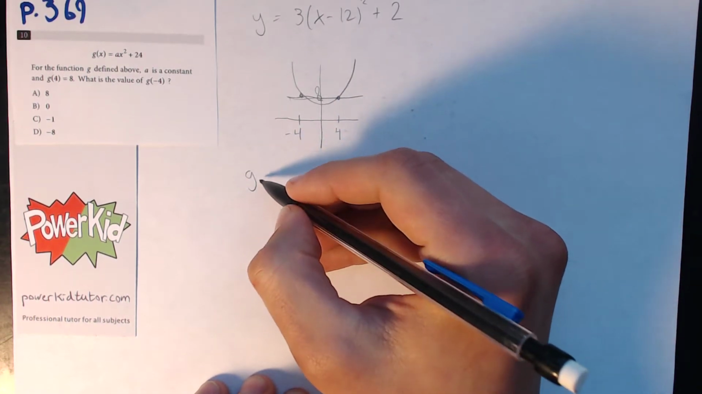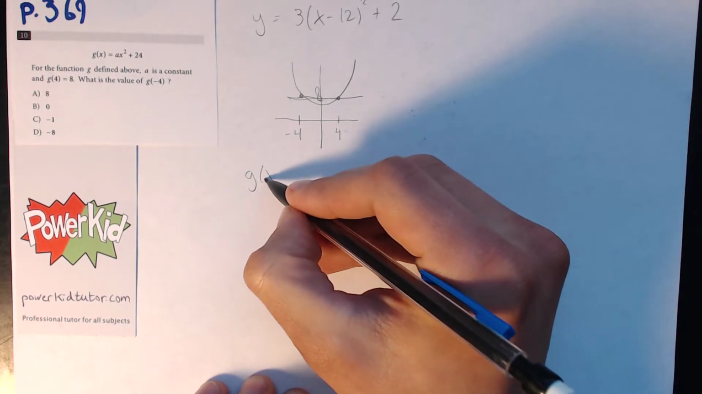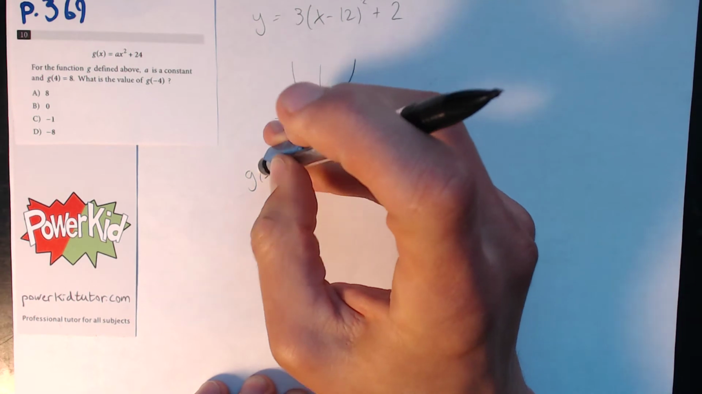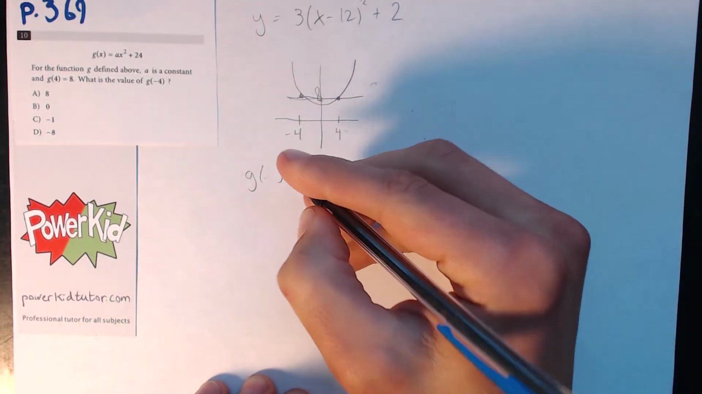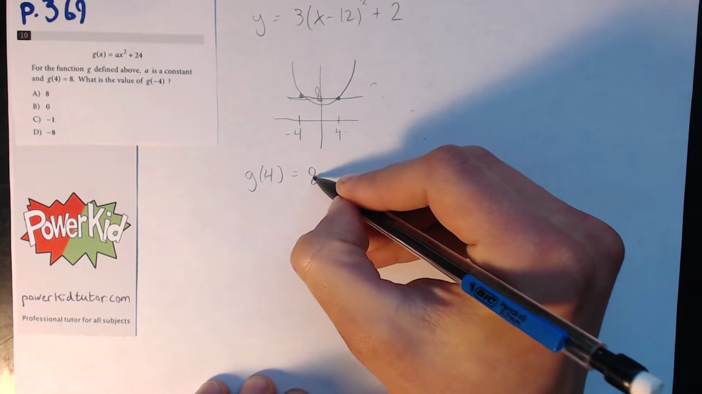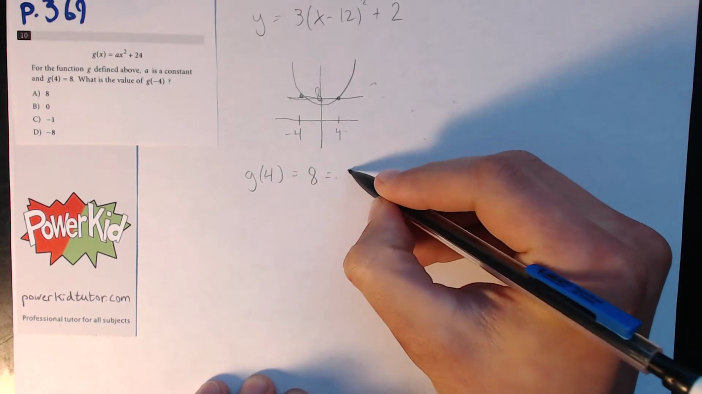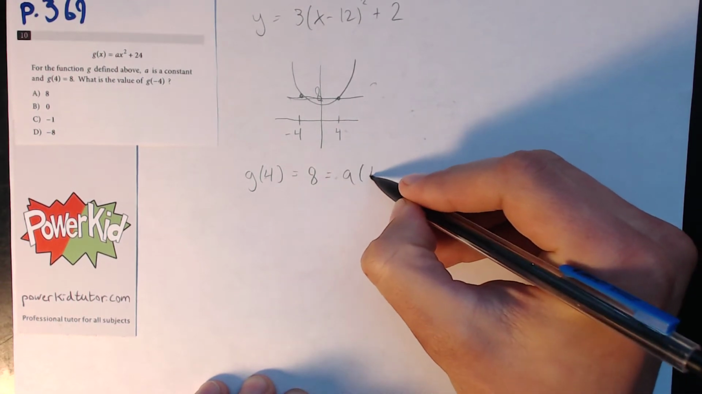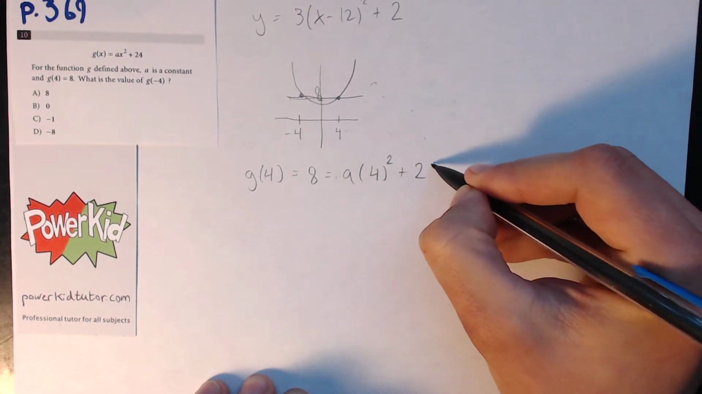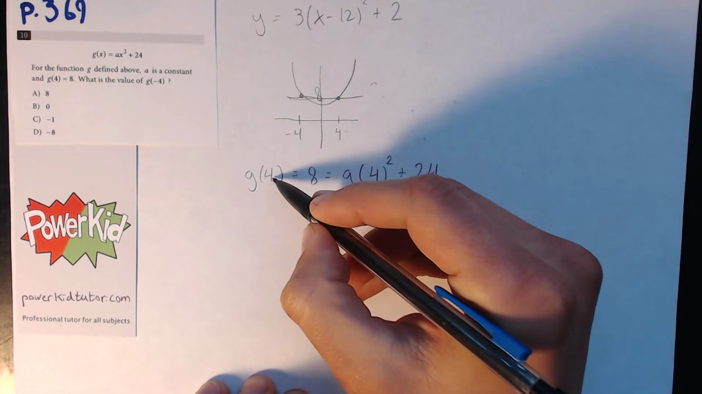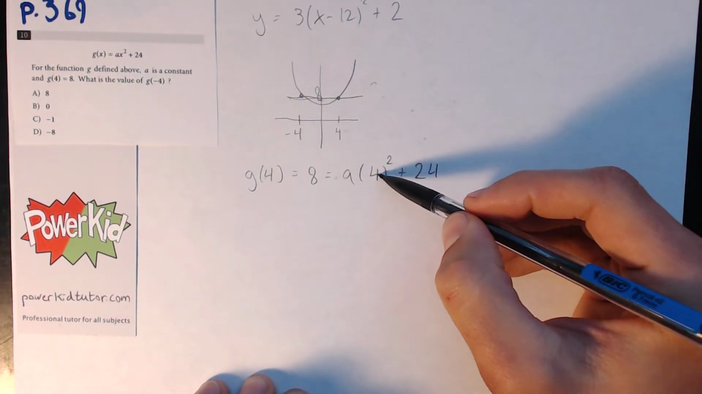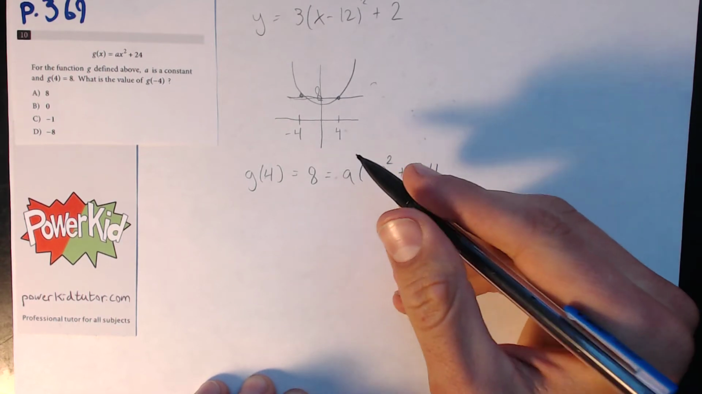Now, Dorian's rule of do stuff, even if you're not sure what you're doing, is to do stuff, even if you're not sure what you're doing. We know g of 4 equals 8. So let's write in g of 4. g of 4 equals 8, which equals a times 4 squared plus 24. We just substituted 4 in for that equation. Everywhere we saw an x, we wrote a parentheses 4 because that's good mathematical hygiene.